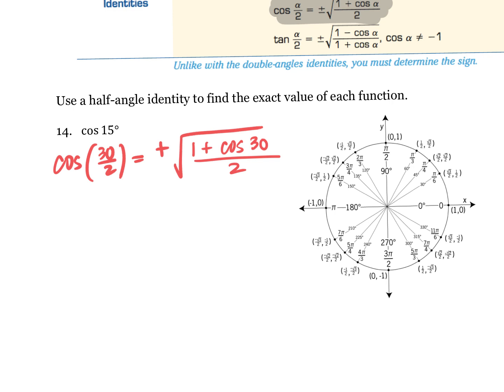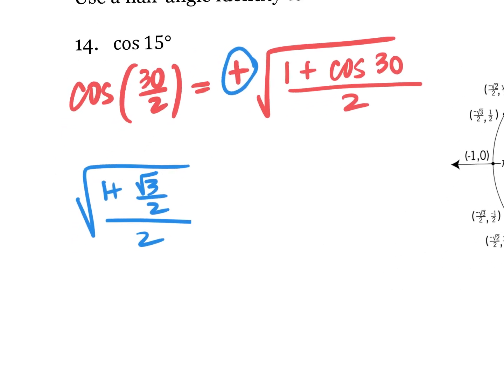All right, do I need to keep writing the positive square root? I don't. I just know that it's not negative. I'm cool with just leaving it as positive. We got the square root of 1 plus, Philip said, root 3 over 2, all divided by 2. Now all we got to do is simplify. And I know that is way easier said than done, but we're going to do this together, people.